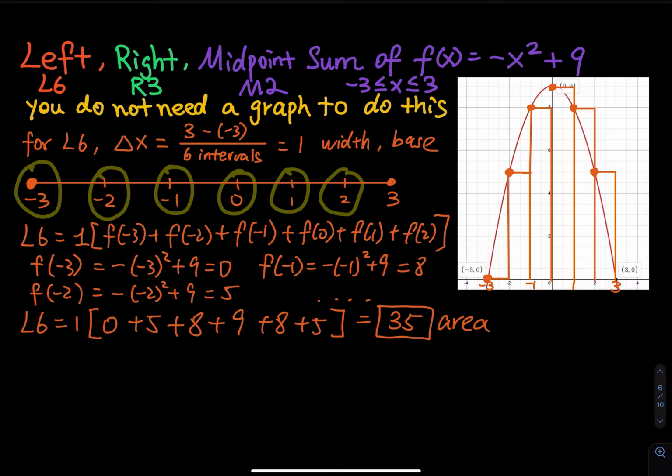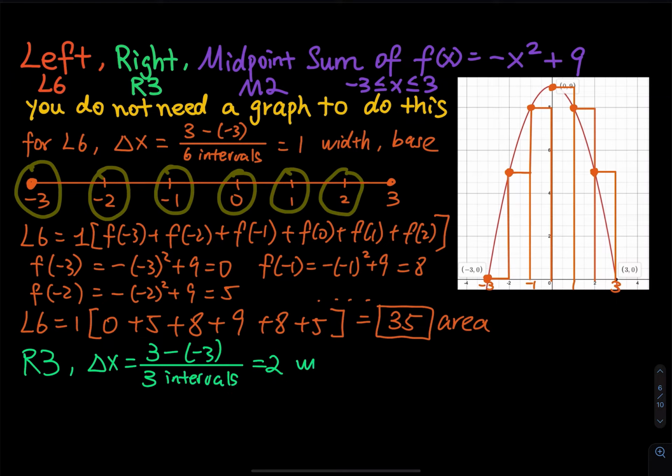Okay. So that is the left sum, and then for the right sum, we will match the color code. So right sum, 3 subintervals or subdivisions, whatever you like to call them. We have a delta x equal to the maximum x minus the minimum x divided by 3 subintervals. So let's write 3 intervals. 6 divided by 3 is equal to 2. So this is the width of each rectangle. Or you can call this the base of a rectangle.